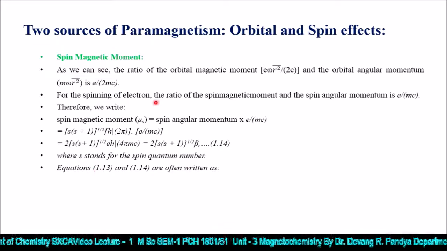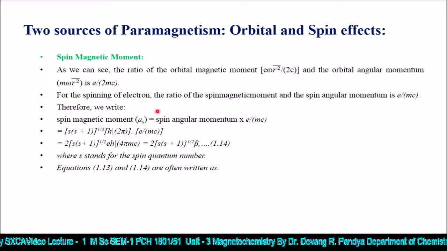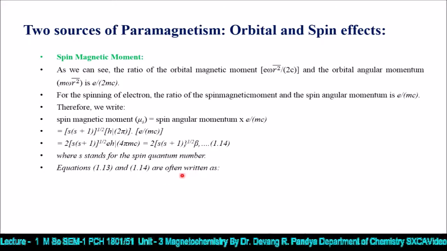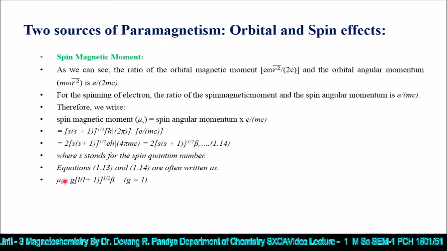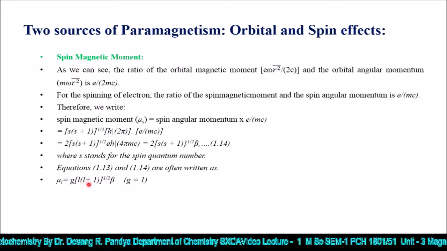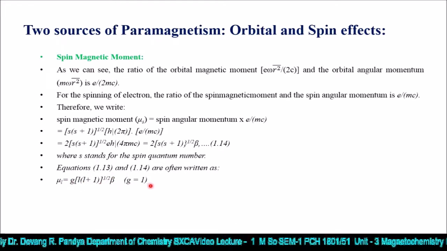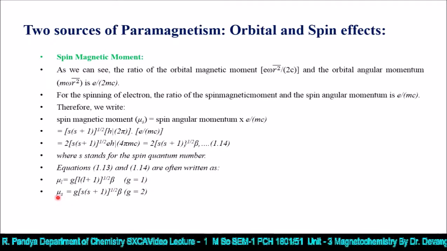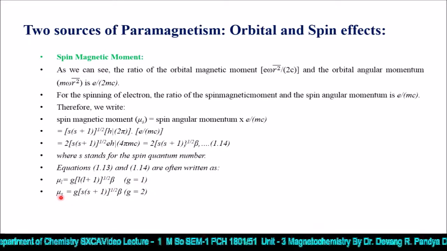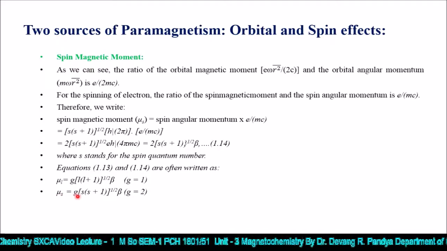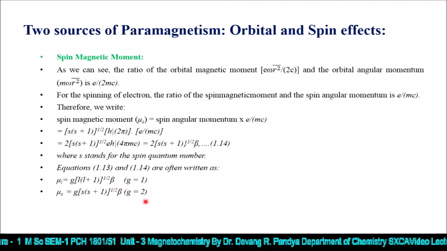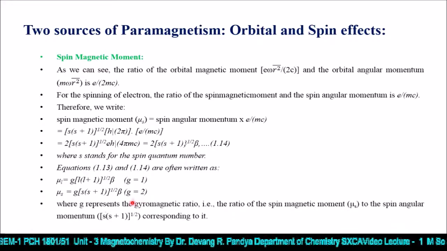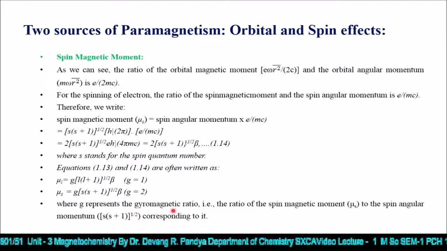This equation 1.13, which is there in the above slide, and 1.14 are often written as mu L, that is the orbital magnetic moment, is equal to g into L bracket L plus 1 raised to 1 half into beta, where g is equal to 1, and mu subscript s, that is the spin magnetic moment, is represented as g into bracket s plus 1 whole raised to 1 half into beta, where g is equal to 2, where g represents the gyromagnetic ratio.